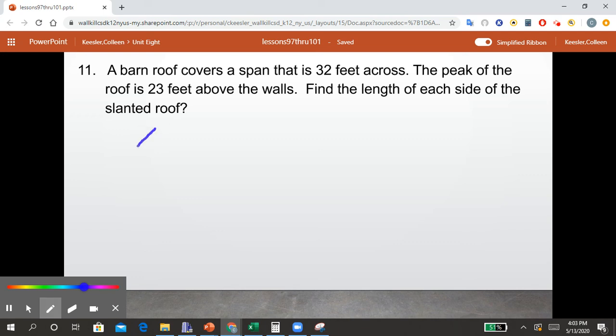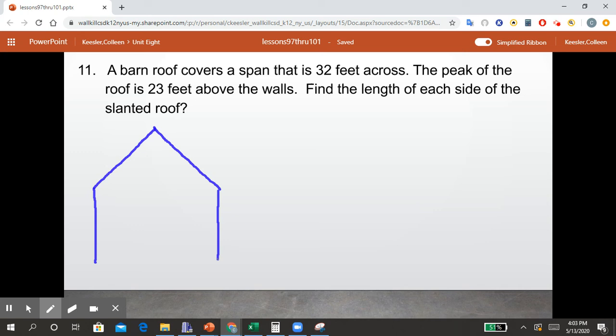Now, when I think of a barn roof, I think of something that looks like this. And here's the barn underneath it with the doors. So something like this is what you should be picturing. And again, it says it's 32 feet across, so this would be our 32 feet. And it has a height, or the peak, is 23 feet above the walls. So this is 23 feet.